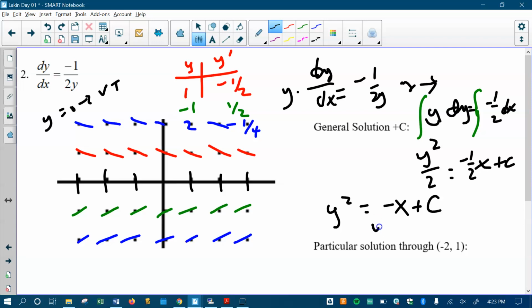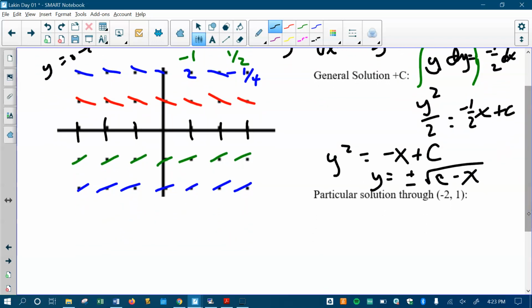And to solve for y here, we get y is equal to the square root, plus or minus though, of negative x plus c, or c minus x, same thing. And now that is our answer for the general solution. So the general solution is this one. Let's go and do a particular solution.